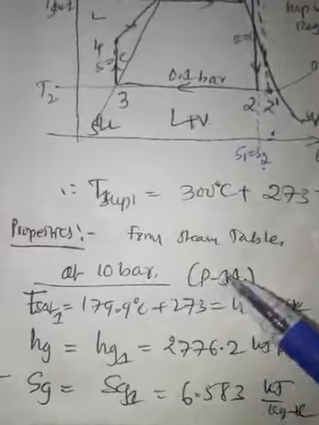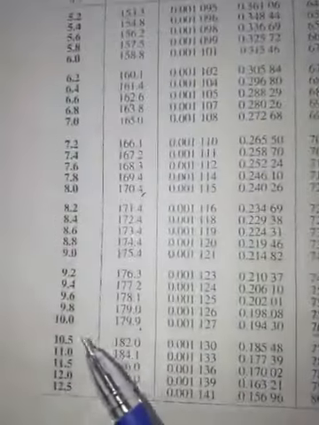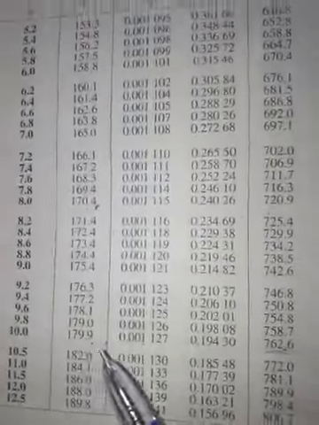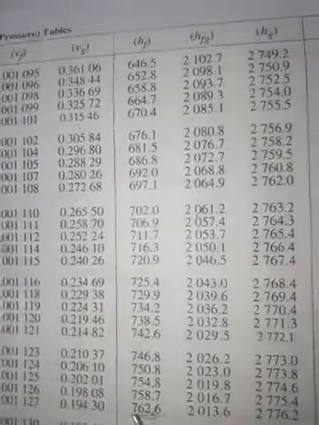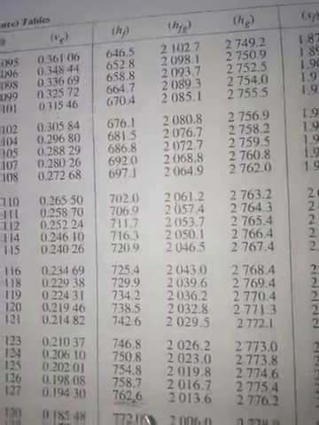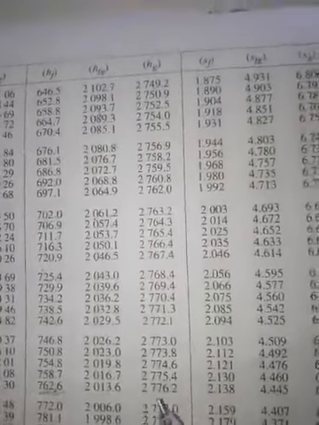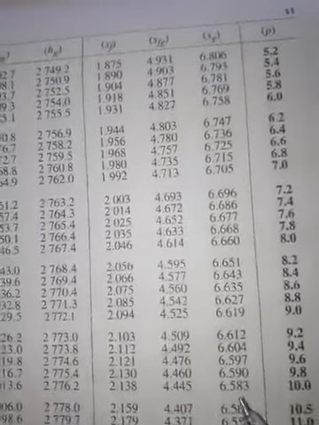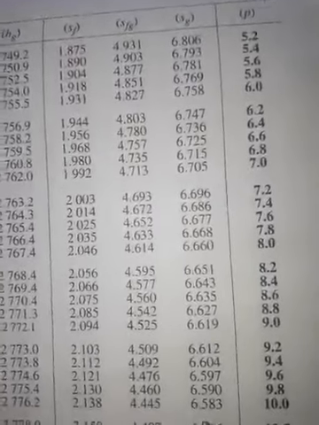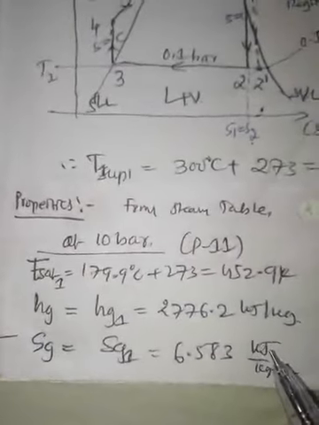At 10 bar, from page number 11 in the steam table, we note down for the 10 bar pressure line, this is the saturation temperature, this is the Hf value, Hfg value, Hg, but we take the Hg value, that is 2776.2. Then we also take the Sg value, this is Sg 6.583 kilojoule per kg Kelvin. The same values I have noted down here.